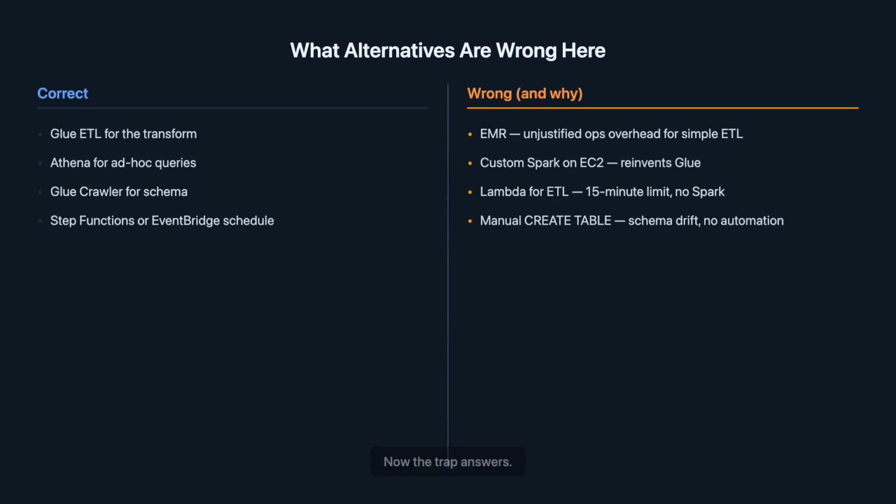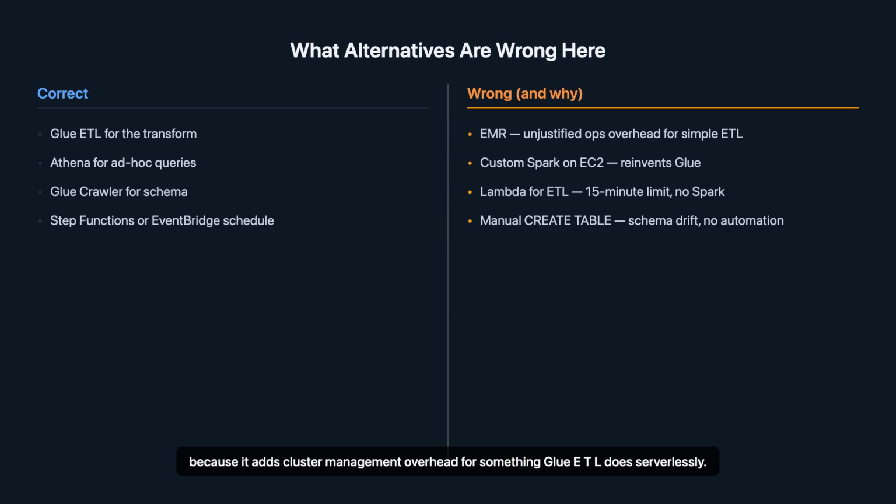Now the trap answers. EMR for this workload is wrong because it adds cluster management overhead for something Glue ETL does serverlessly. Custom Spark on EC2 is wrong because you're reinventing Glue from scratch. Lambda for the transform is wrong because of the 15-minute execution limit and the lack of native Spark. And manually written table definitions lose to crawlers because schemas drift and nobody updates the DDL. The pattern: when you see EMR in the answer for simple CSV to Parquet conversion, eliminate it.